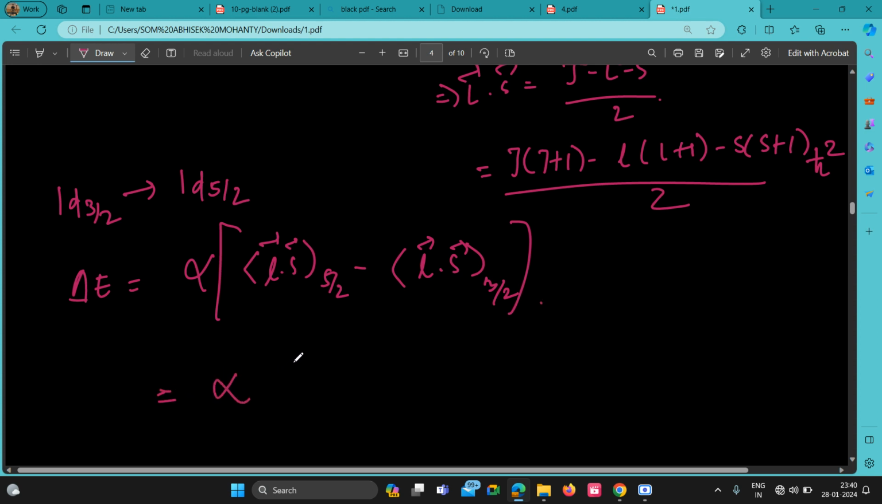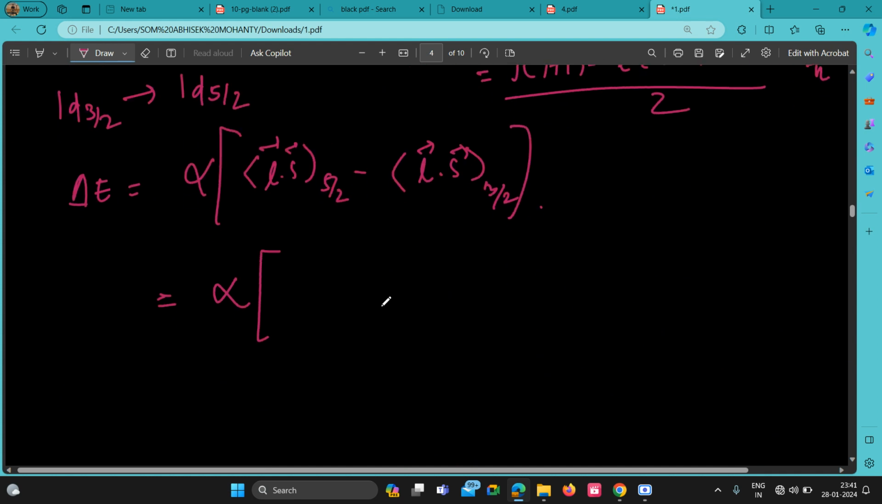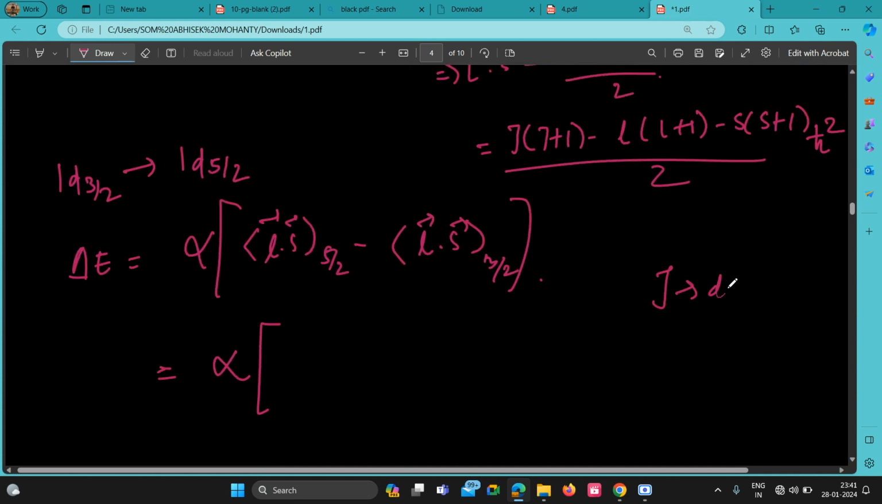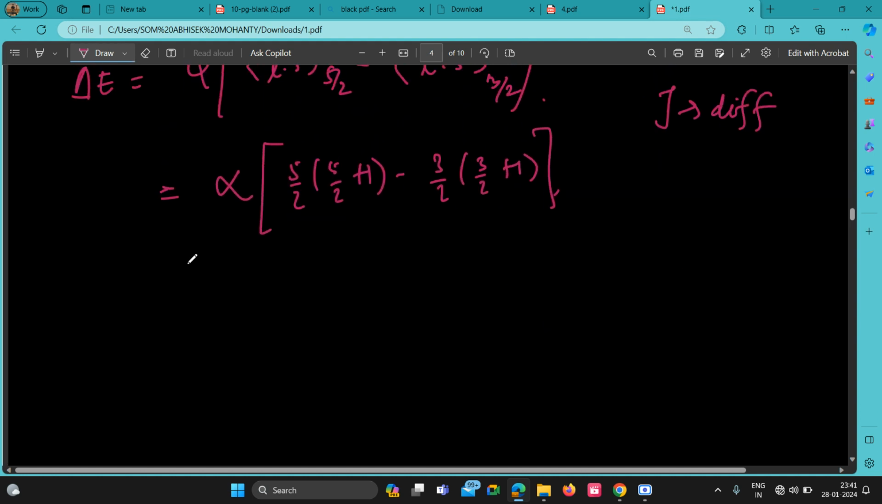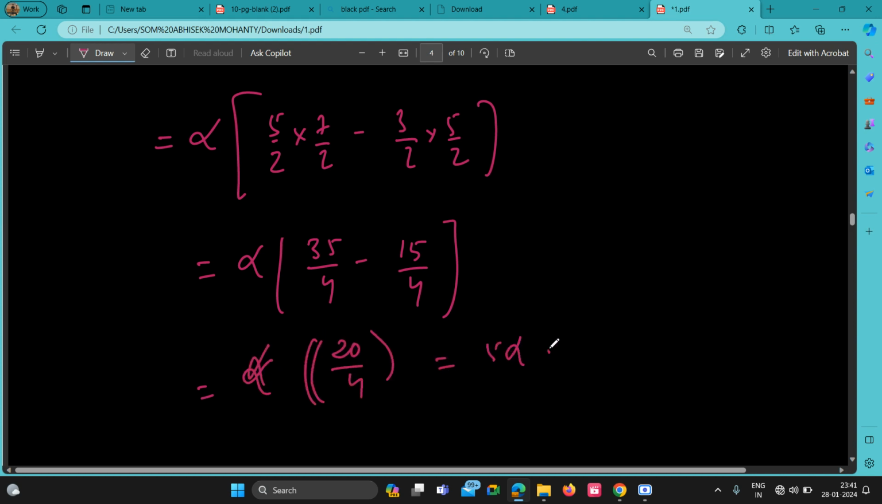Alpha L dot S, see, L and S are common for both, so they will be eventually subtracted. Only J is different for both of them. So I'll just subtract the J values, like J into J plus 1. So 5 by 2 into 5 by 2 plus 1, minus 3 by 2 into 3 by 2 plus 1. So that will be alpha, 5 by 2 into 7 by 2 minus 3 by 2 into 5 by 2. So that will be 35 by 4 minus 15 by 4. So alpha 20 by 4, which gives me 5 alpha.